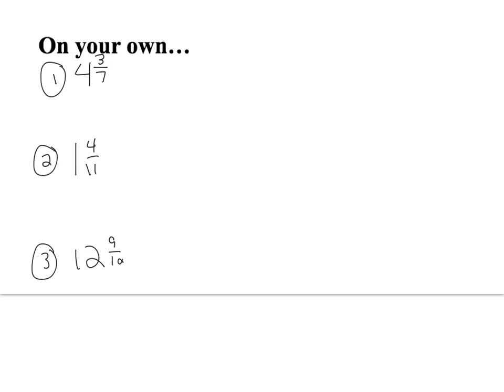Problem 1, 4 3/7. Multiply the whole number 4 times the denominator 7 to give you 28. Add that to the numerator 3. 28 plus 3 is 31 over the same denominator 7. 4 3/7 is equal to 31/7.